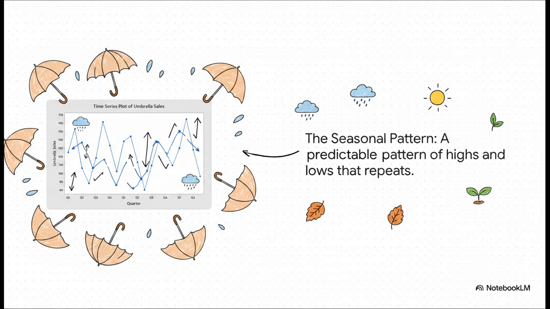Now, here's another big one, seasonality. Check out this chart of umbrella sales. See that repeating up and down rhythm? Sales go up, then down, then back up again, and this whole cycle repeats itself predictably over a fixed period of time. In this case, it's every year. That reliable, repeating pattern, that's seasonality.